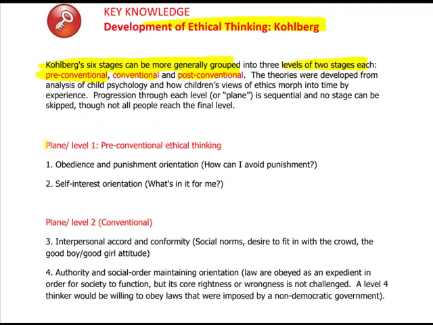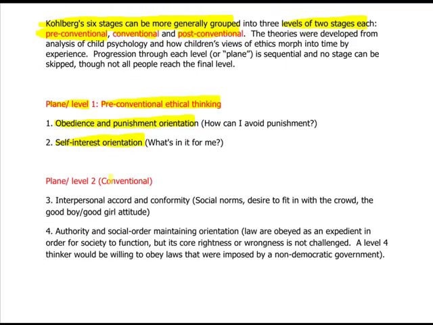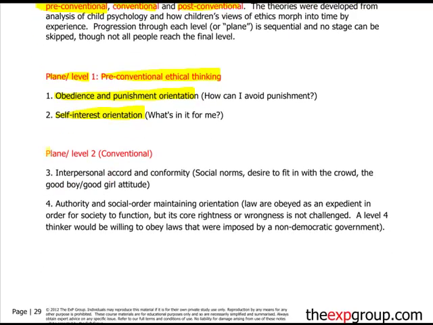At the first level, you're at the pre-conventional ethical thinking. You're basically very young children. You're worried about obedience and punishment if you get things wrong. Then you move up a stage to self-interest. What is in it for me by doing this course of action? Level 2 is conventional. Basically, you're starting to conform with society. You're according with it. You want to fit in with the crowd, the good boy, good girl attitude.